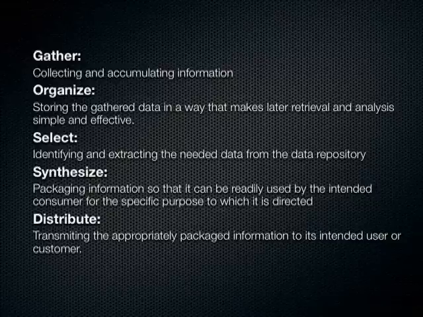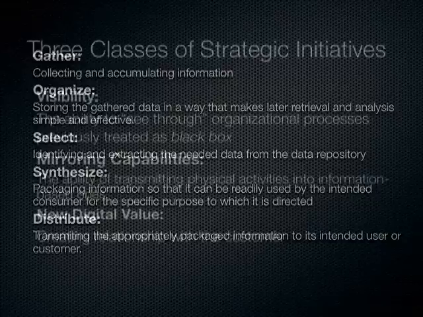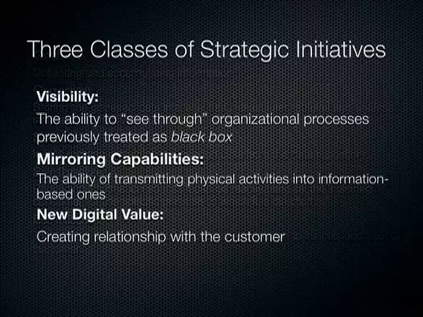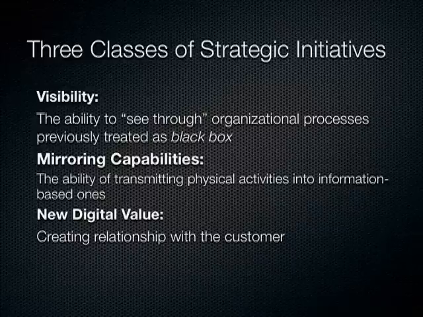So we're not adding value to a physical product, but we're creating a virtual product by gathering information that exists in a virtual world. Now there's 3 classes of strategic initiatives that come from the virtual value chain. One is visibility. A process that is visible gives us the ability to see through an organizational process that used to be just treated as a black box. In other words, we might be able to gain understanding about how we select customers or what our customers are thinking at a particular time when they select a product or service.